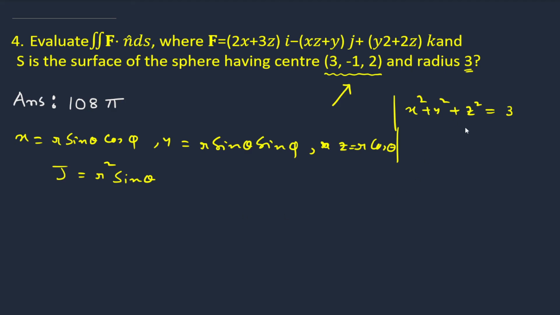Now what will be the limit? In the previous problem, r equals what? Limit of r is 0 to a, but here the radius is 3, so 0 to 3. Then theta will be the same, 0 to pi, because we have to make a semicircle. And limit of phi is what? 0 to twice pi. The answer I have already written here is 108 pi. So you do it, exactly the same answer you will get.